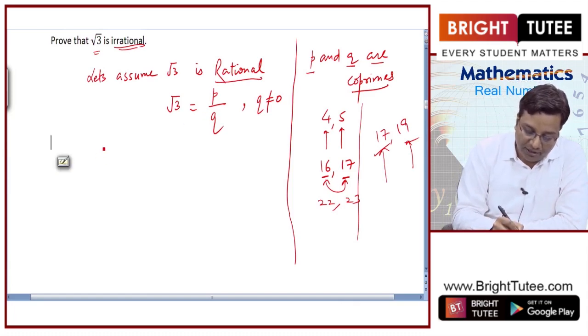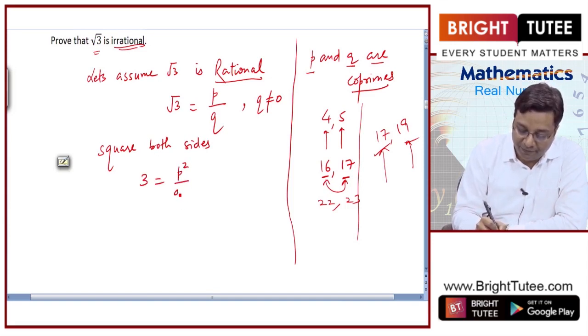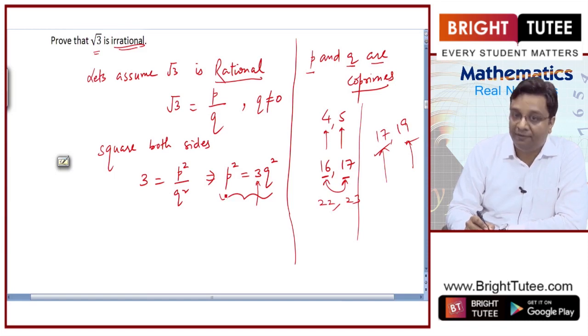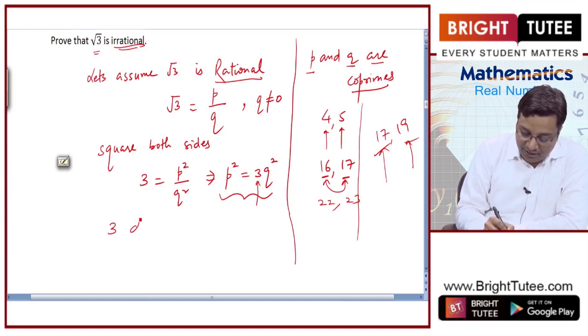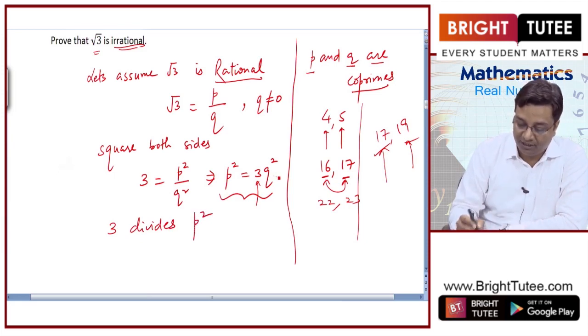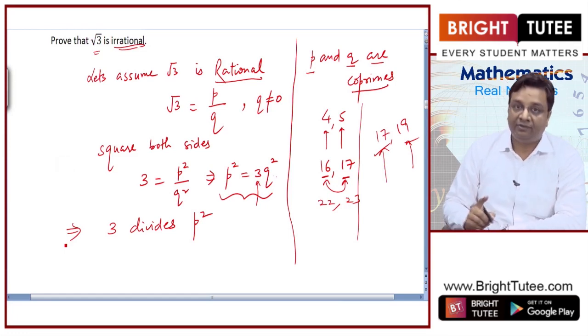So let's square both sides. If you square both sides, 3 will be equal to p square by q square. So I can write p square equal to 3q square, right? From this expression you can see that 3 is a factor of p square. So I can say 3 divides p square.